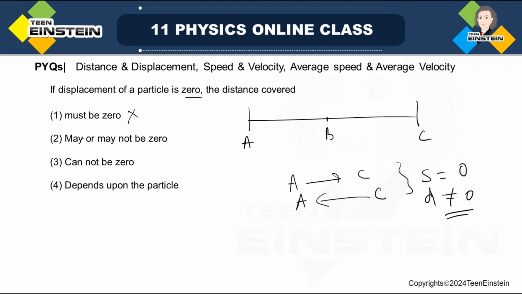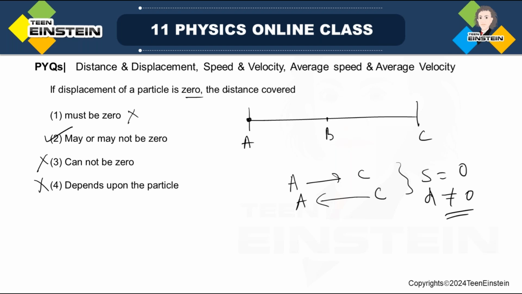Okay, so when the displacement is 0, let us see this third option. It cannot be 0. You might be thinking this is true. It cannot be 0. See, if displacement is 0, that means I can say that the motion has not yet started. Then also the displacement will be 0. So in that case, displacement and distance will be 0, both 0. It depends upon the particle. These are not true. So the only option is this one, may or may not be 0.